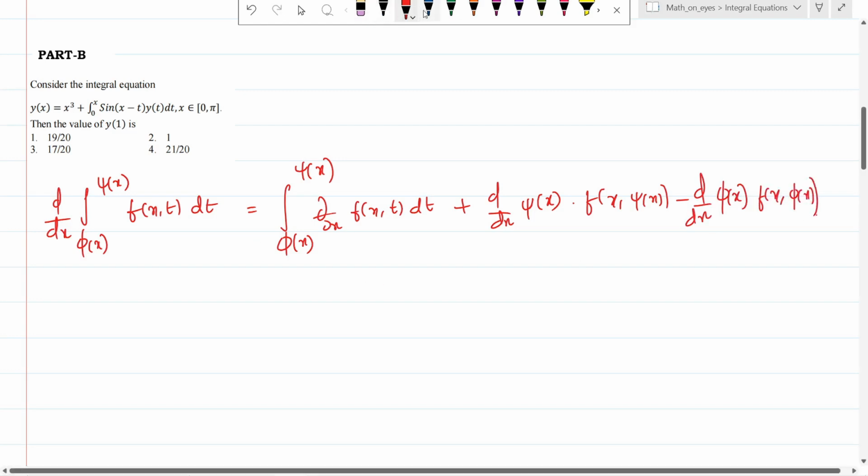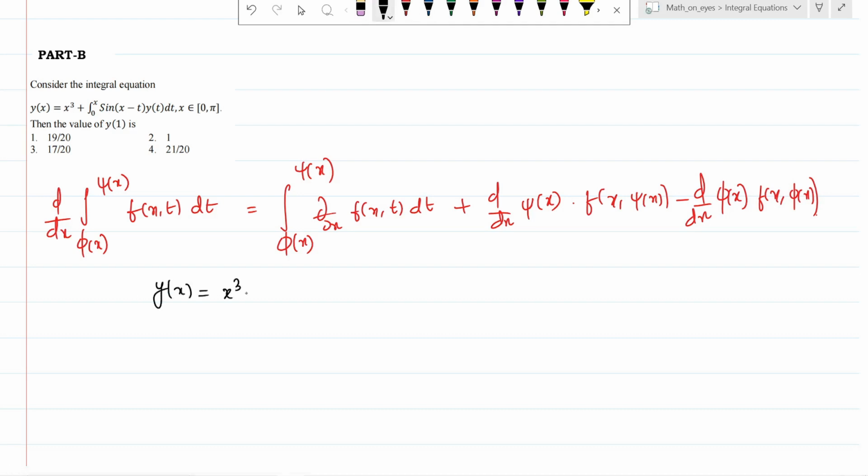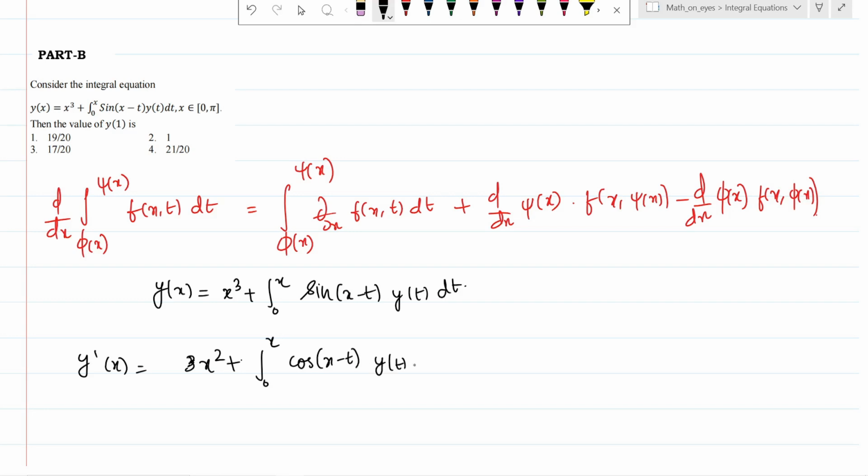Now here, the given question is y of x is equal to x cube plus integral 0 to x sine of (x minus t) into y of t dt. Now take the differentiation. We get y dash of x is equal to 3x squared plus integral 0 to x. The differentiation of sine is cos of (x minus t) into y of t dt. And the differentiation of the upper limit is 1, and then sine of (x minus x) is sine 0, which is 0, so we get that part to be 0.